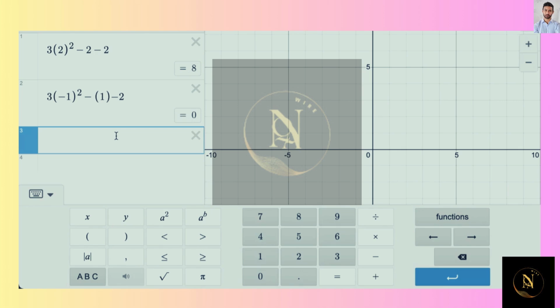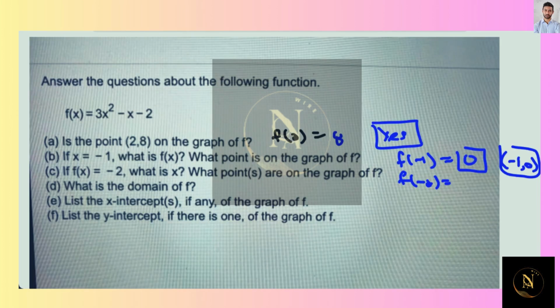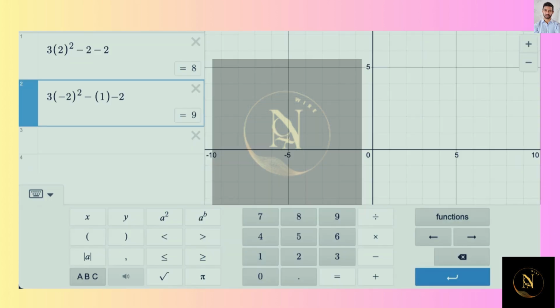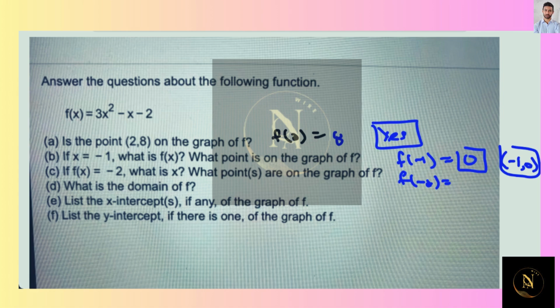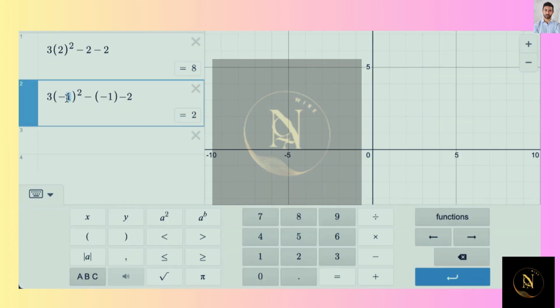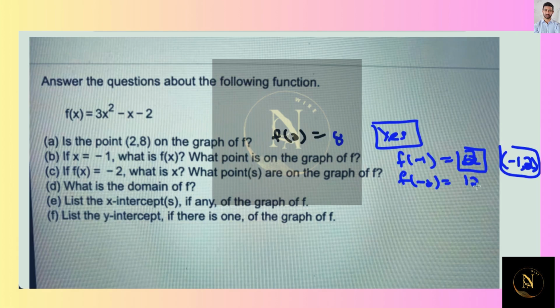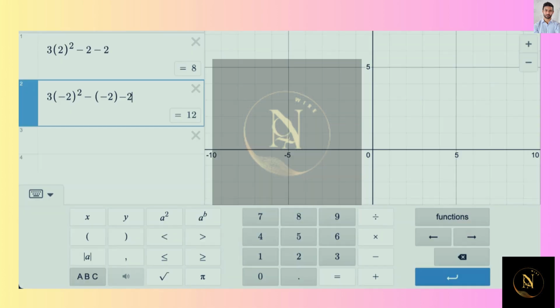If f of x is -2, then it would be 3 times -2 squared minus... let me double check that. I think I missed a negative here. So it's actually 3 times -1 squared minus -1 minus 2. I gotta fix that. It is actually 2, not 0. Alright, so now f of -2 is 12. So the point (-2, 12) is on the function.